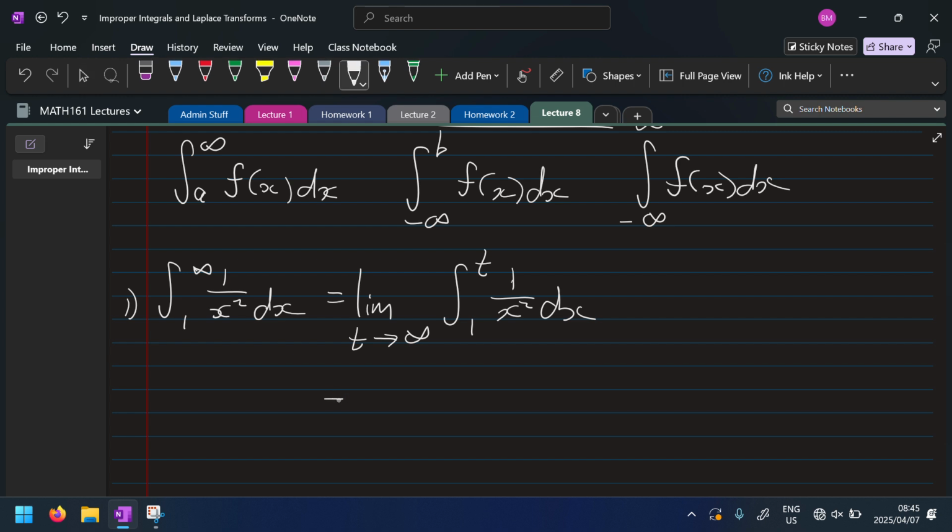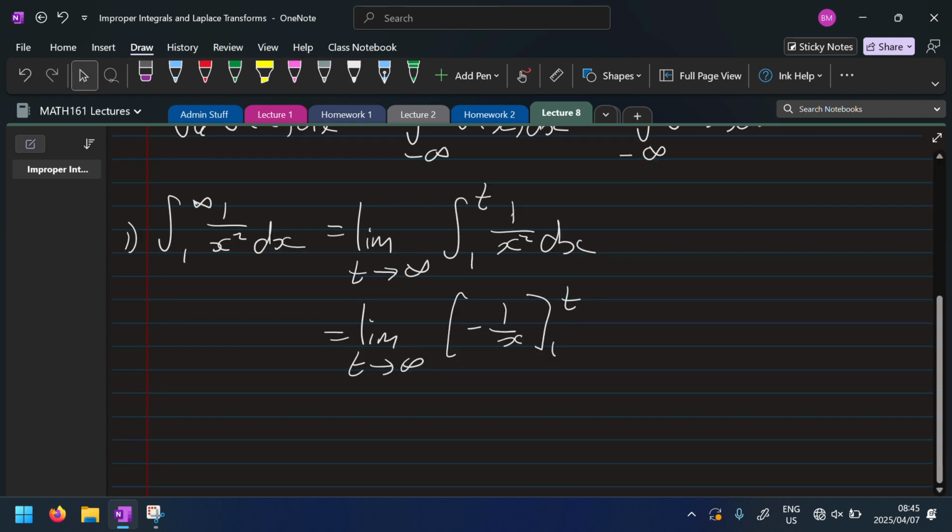So we ignore the limits for now. We just write limit t goes to infinity, and then we just do this as a normal integral. Forget the infinity. So we've got 1 over x squared. That's x to the minus 2, plus 1, divide. So that's going to be minus 1 over x from 1 to t. So this now becomes the limit as t goes to infinity of minus 1 over t, minus, so there'll be a plus, so a plus 1.